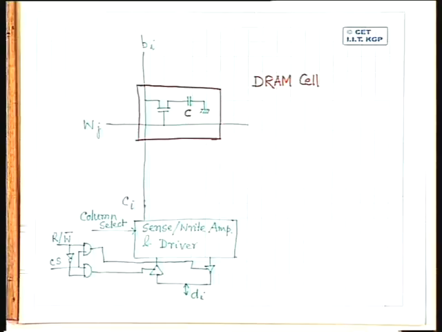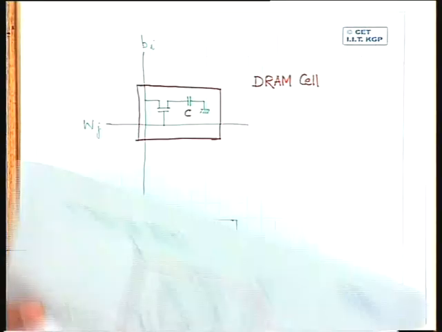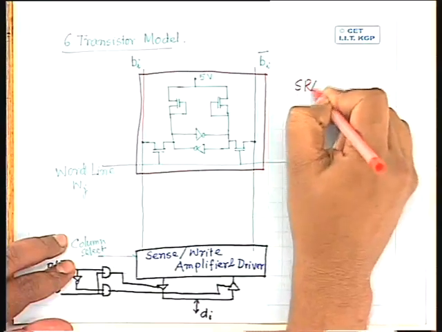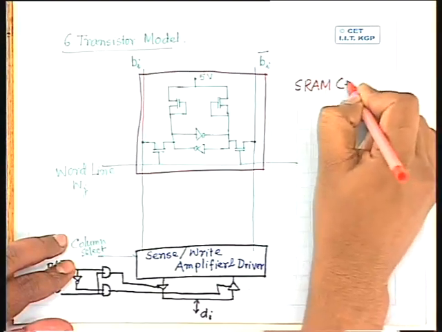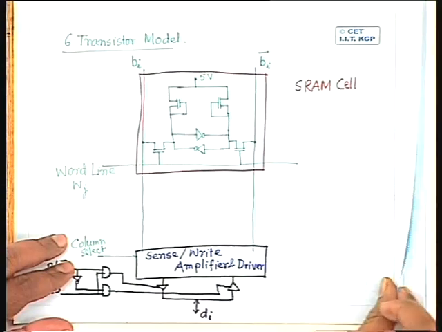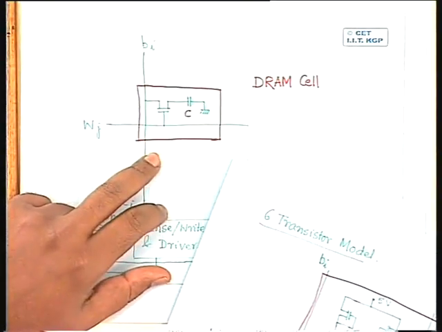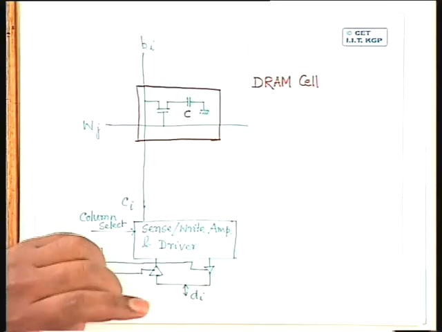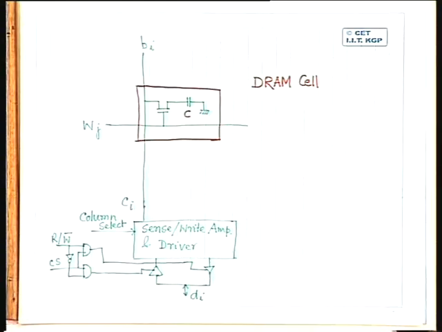Now if you compare the circuit complexity of the dynamic RAM cell with the static RAM cell, this is static RAM cell. So obviously you find that the number of components in the dynamic RAM cell, in the DRAM cell, is much less than that in case of SRAM cell. So that is why the packaging density of the DRAMs is much higher than that in case of SRAMs. Okay. And that leads to cost reduction in case of DRAM.